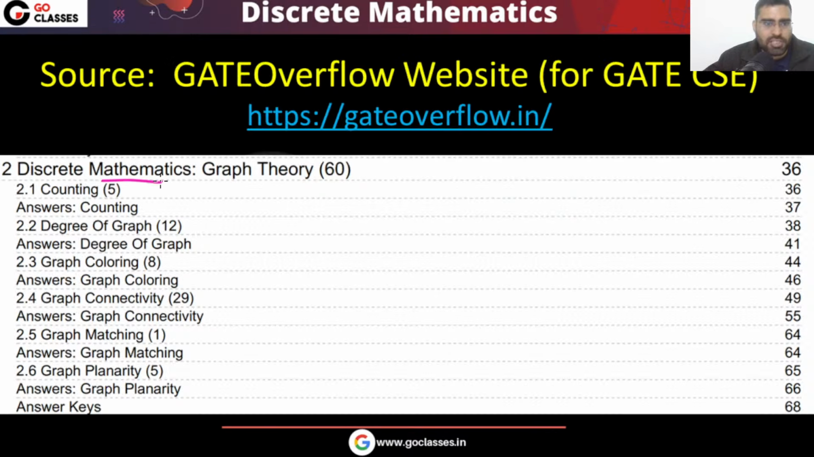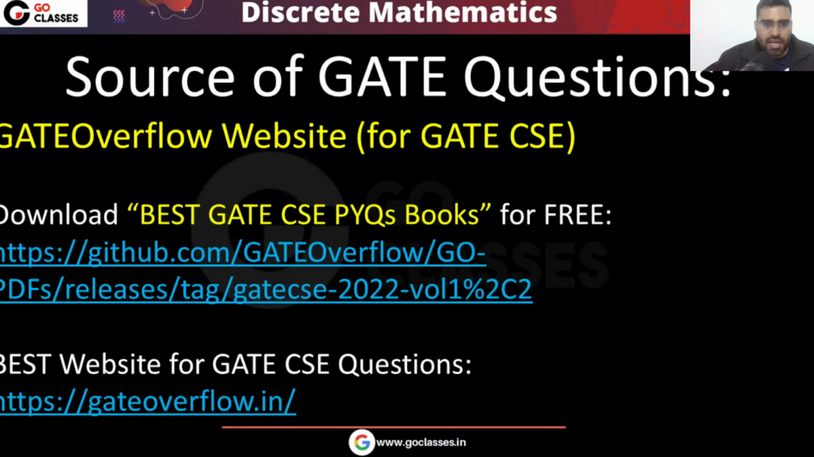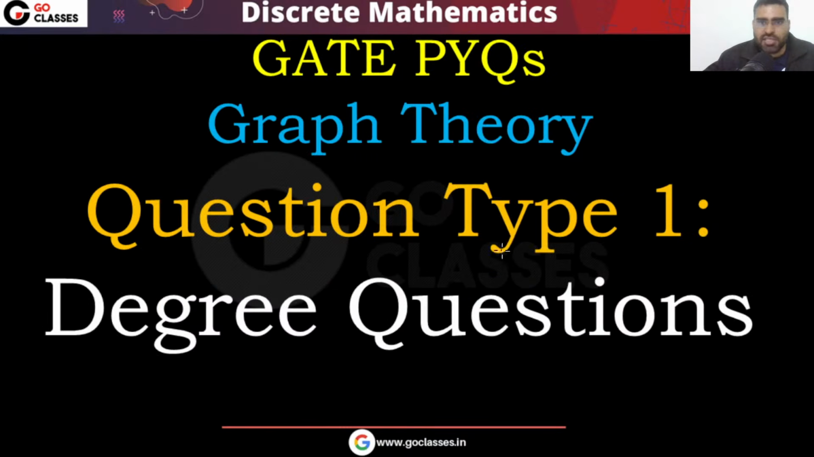Actually, first my target is to solve these questions. How many questions are there from these topics? Counting related questions are 5 and degree related questions are 12. Total 17 questions. This is my target. First we will solve these 17 questions. So now let's see our question type 1.